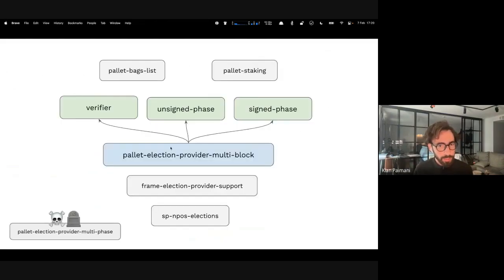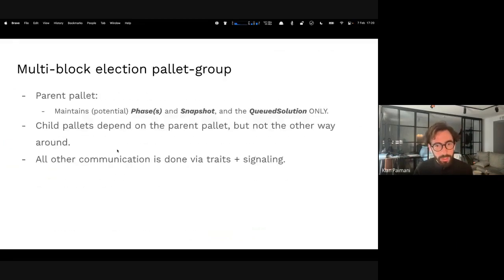the child palettes, like these guys, can read from the parent palette, but not the other way around. The reason for that is that the parent palette is containing some very, let's say, generic information like phase and snapshots, like the snapshot data. Actually, it's only these 2. This line in the slide is incorrect. The queued solution is kept in the verifier palette. So yeah, the parent palette is actually not doing that much.